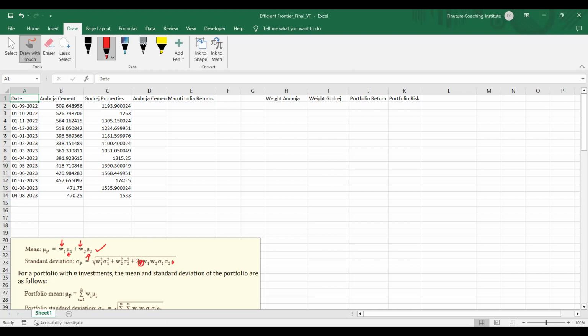Before I start, let's assume that initially you put 100% into Ambuja Cement and 0% in Godrej Properties.